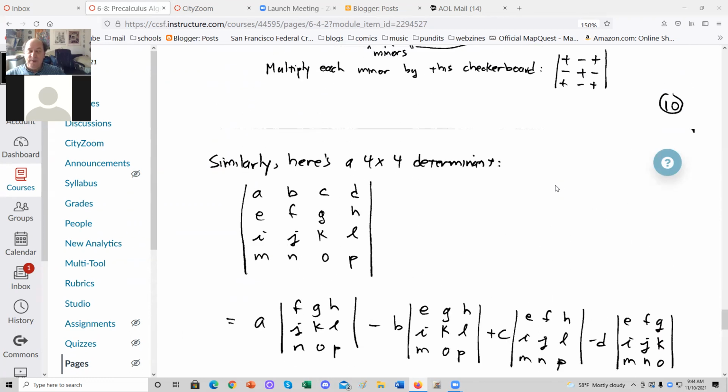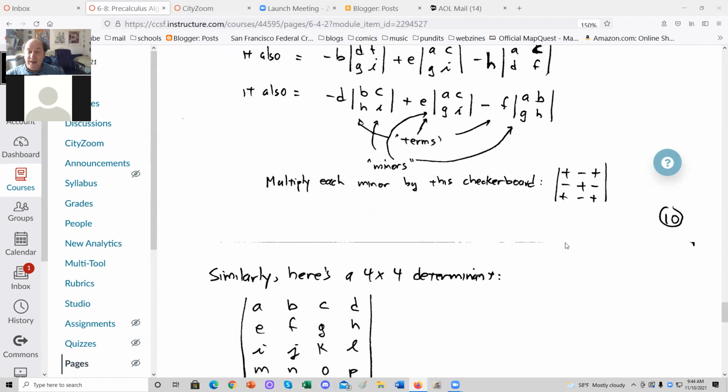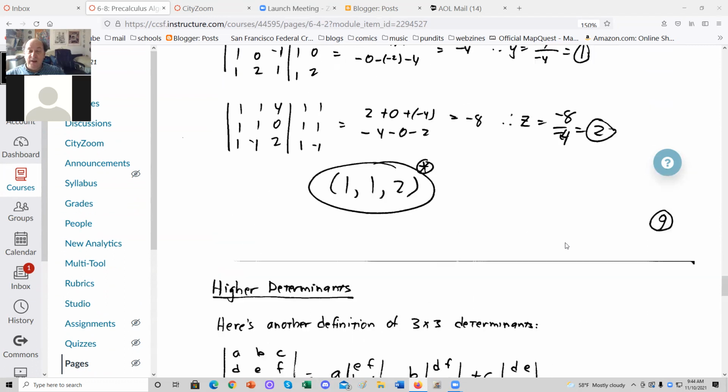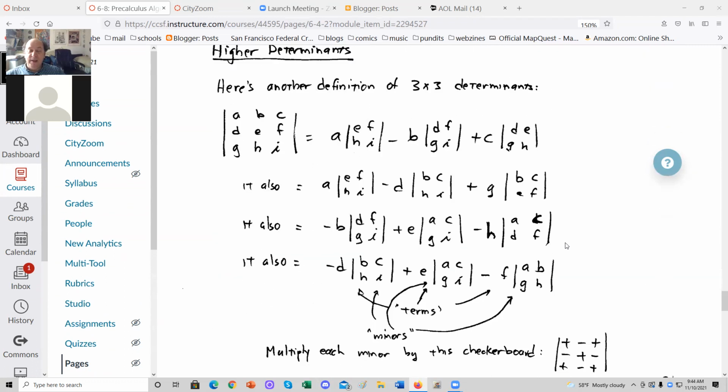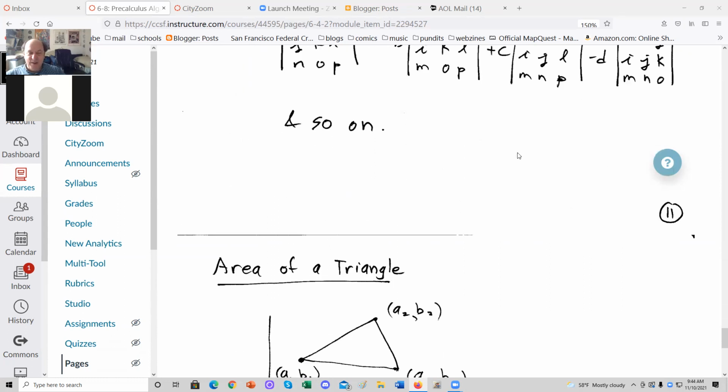The difficulty is this: you get ever more terms because each of these needs to be expanded. For a 3 by 3 determinant, you ultimately wind up with 6 terms. This is 2 terms times 3, that's 2 terms, plus another 2 terms, plus another 2 terms, it's 6. For 4, it's 24 terms. For a 5 by 5 determinant, it's 120 terms. It grows very quickly, and therefore is not that useful for the higher matrices.